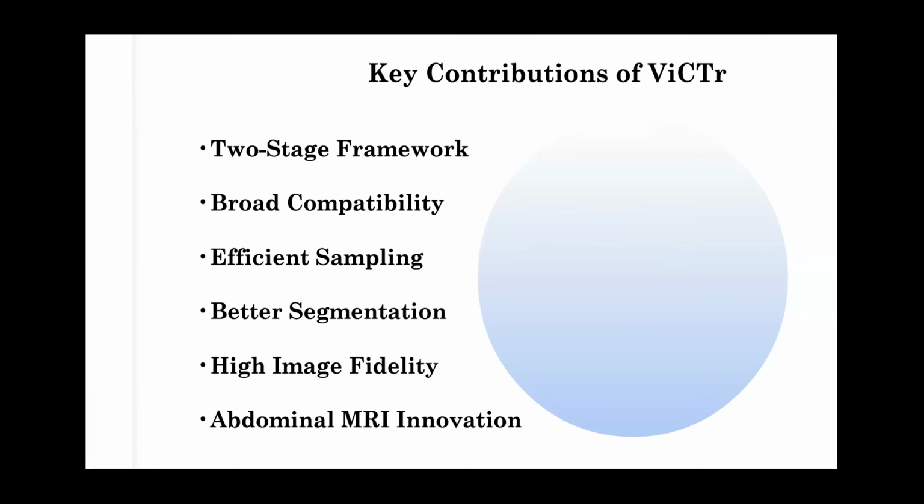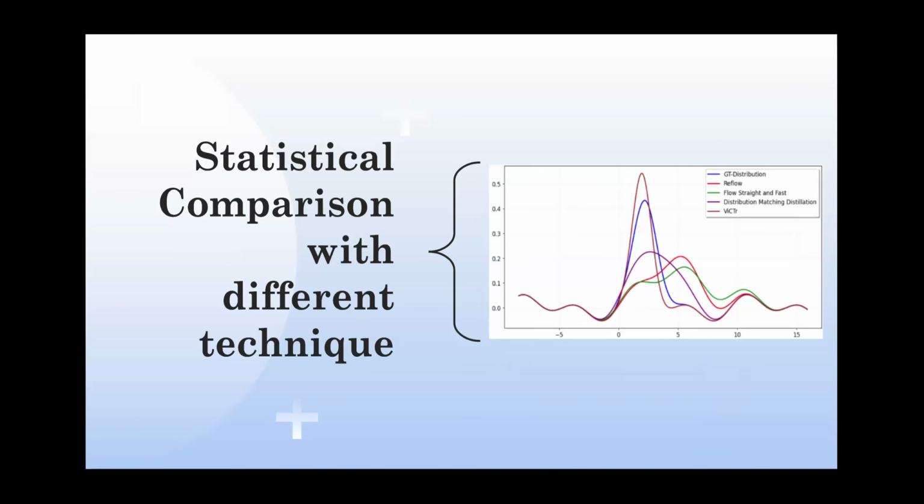We develop a two-stage framework, ViCTr, which has broad compatibility, efficient sampling, better segmentation results, and high image fidelity. We have scaled this network even to bigger resolutions like 1024 by 1024 or 2048 by 2048 as well. And for abdominal MRI, we were the first at that time to generate 3D abdominal MRI from the segmentation map.